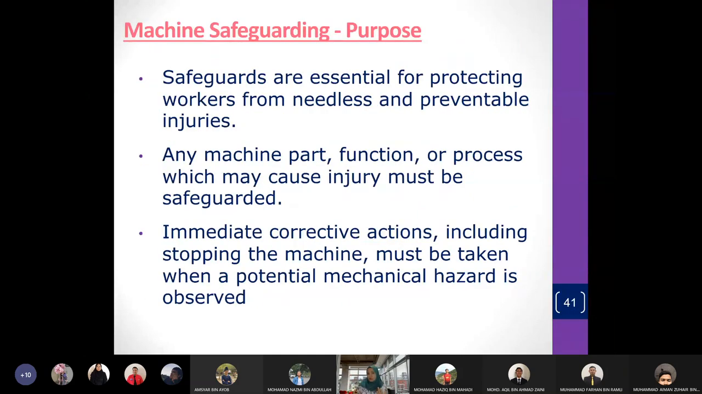More purposes of machine safeguarding. Safeguards are essential to protect workers from needless and preventable injuries. So any part, function, or process which may cause injury must be safeguarded, and immediate corrective actions, including stopping the machine, must be taken when a potential mechanical hazard is observed.